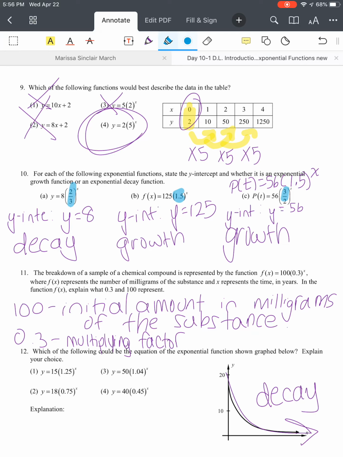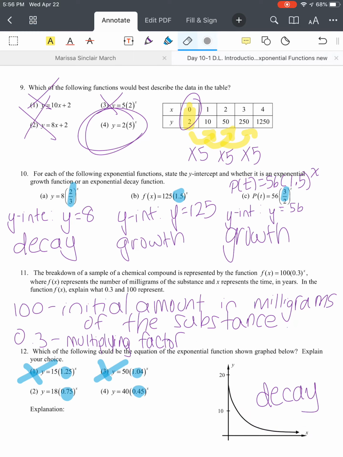Well, we know it's growth or decay based on the multiplying factor. So here are the multiplying factors. 1.25 is greater than 1. That's out because it needs to be less than 1 to be decay. 1.04, that's out because it is greater than 1. So we're left with choice 2 and choice 4, 0.75, that's less than 1, and 0.45, that's less than 1. So those are both good.